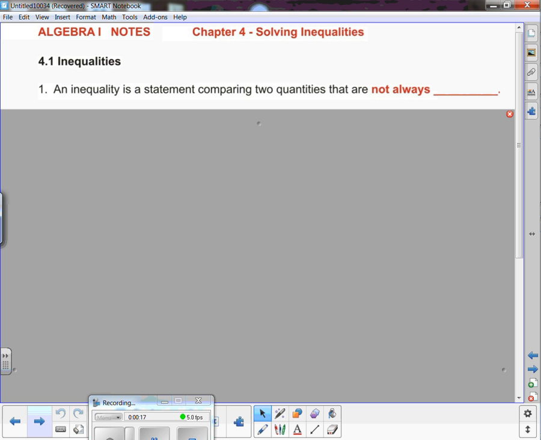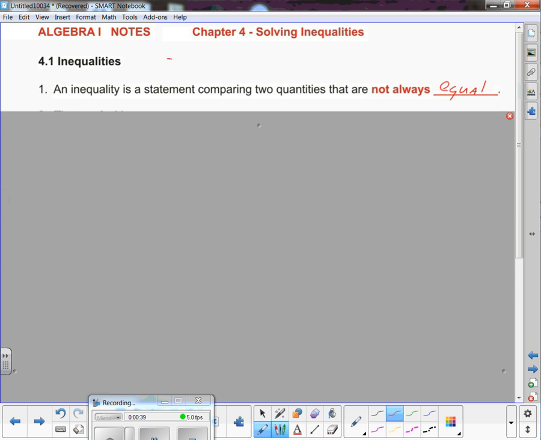All right, we're going to start off with basics of inequalities. We did learn a lot of these aspects in pre-algebra, and we'll just take it a little bit further here in Algebra 1. All right, an inequality. What is an inequality? It's a statement comparing two quantities that are not always equal. Not always equal. And I'll explain a little bit more about that in just a moment. Two quantities that are not always equal.